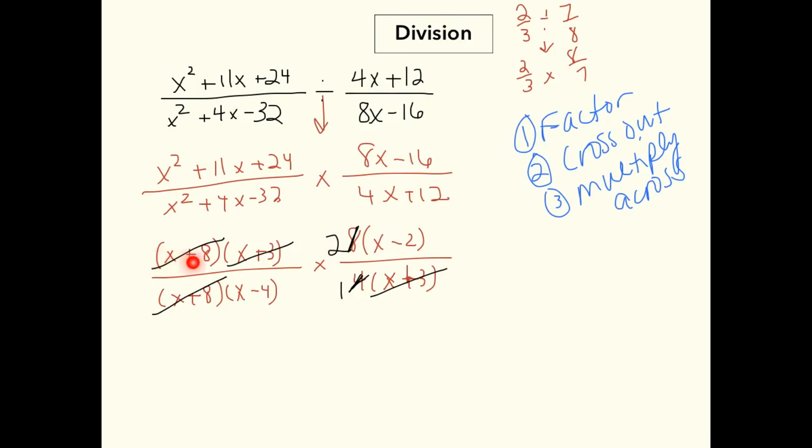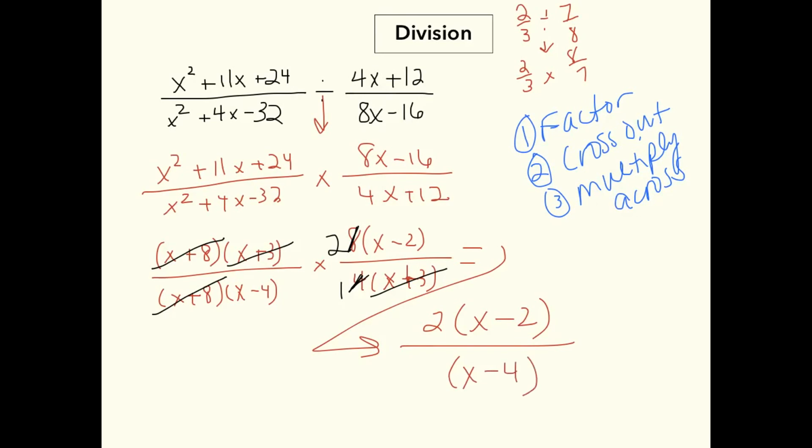So now, the only thing I have on the top left is a 2 times an x minus 2. I'm going to put this over here. So 2 times the x minus 2. And on the bottom, I just have an x minus 4 and a 1, and you don't have to write the 1 if you don't want to. And there we go. We just divided two rationals.